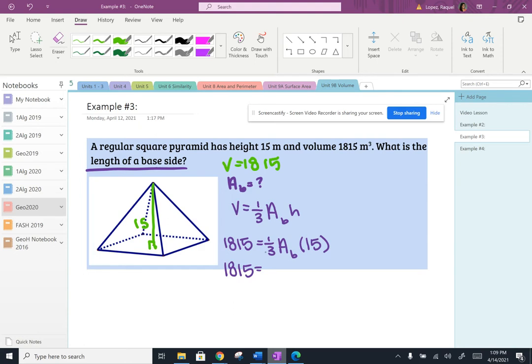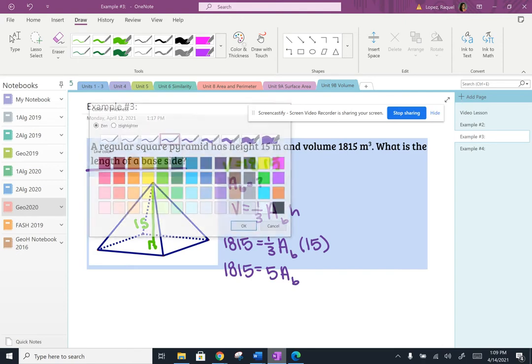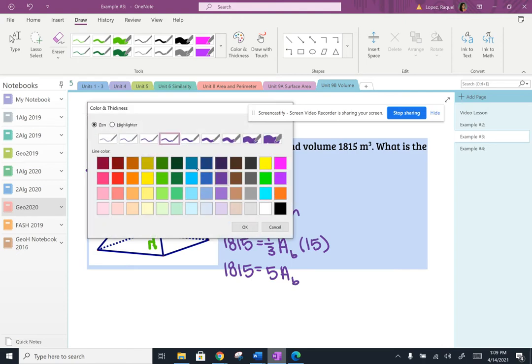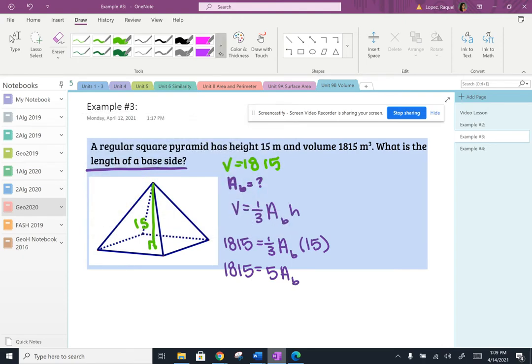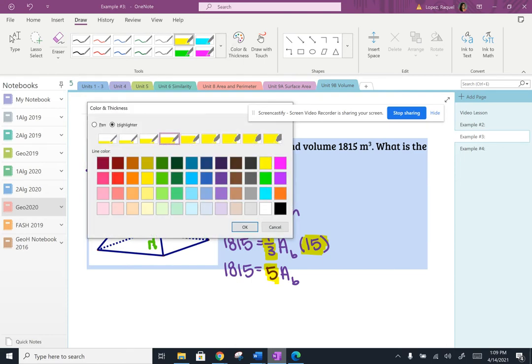1/3 of 15 is just going to be 5. Or another way of asking that would be, what is 15 divided by 3? And that's 5. So this is 5 times the area of the base. So once again, all I did, let me see if I can get my highlighter. All I did was I simplified this part right here. I took 1/3 of 15, and that's where that 5 came from.